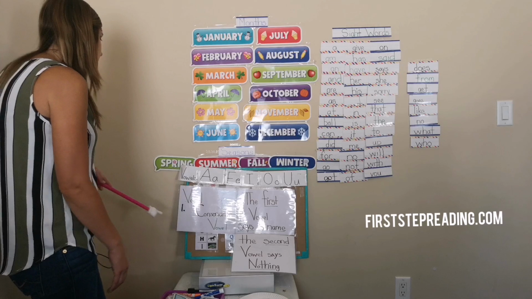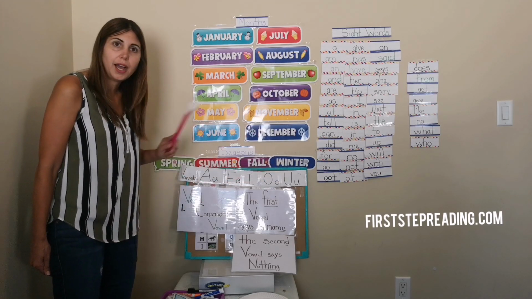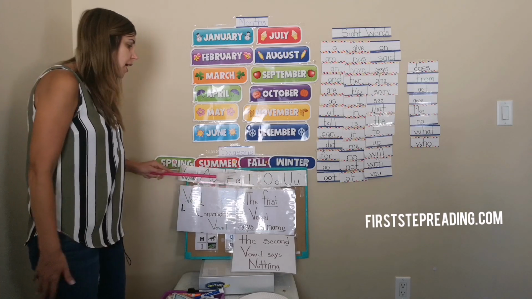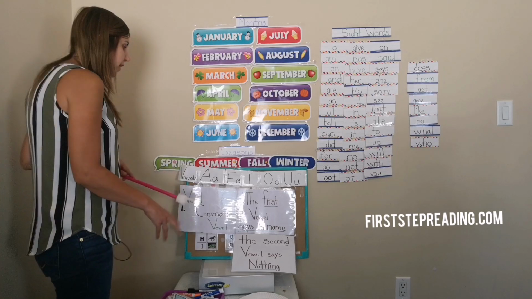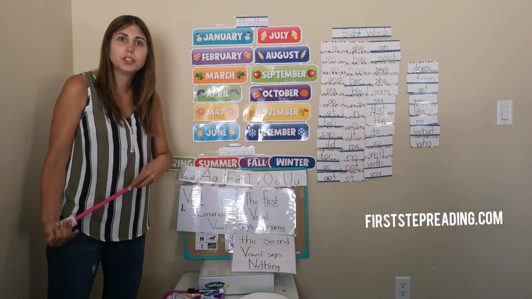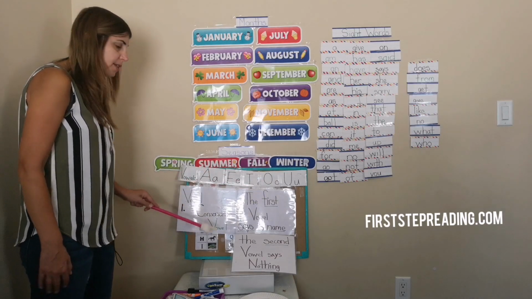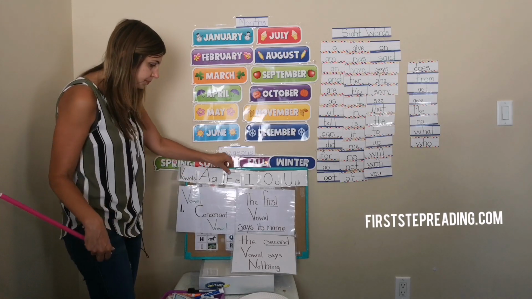Okay? So all these, 1, 2, 3, 4, 5 letters, A, E, I, O, U, are your vowels. That's it. Any other letter is your consonant. The consonants make their sound. The long vowels say their name, and the short vowels, if it's not two vowels next to each other or a vowel, consonant, vowel, and it's just one vowel, it says its sound.